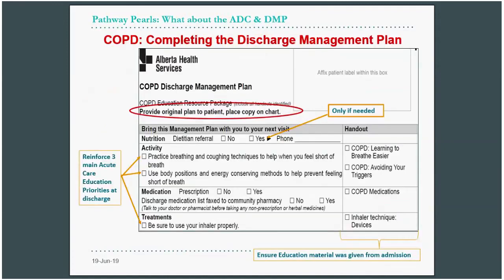So I went through those components already. Sorry, I did it on the big page, but this is just breaking it down. So this is a good slide to use for your staff to show them the main components. The other thing that I didn't mention is to provide the original plan to the patient, just like any discharge instruction sheet or discharge management plan, with a copy on the chart. For legalities, you want a copy on the chart to show that it was done, and that's nothing new.